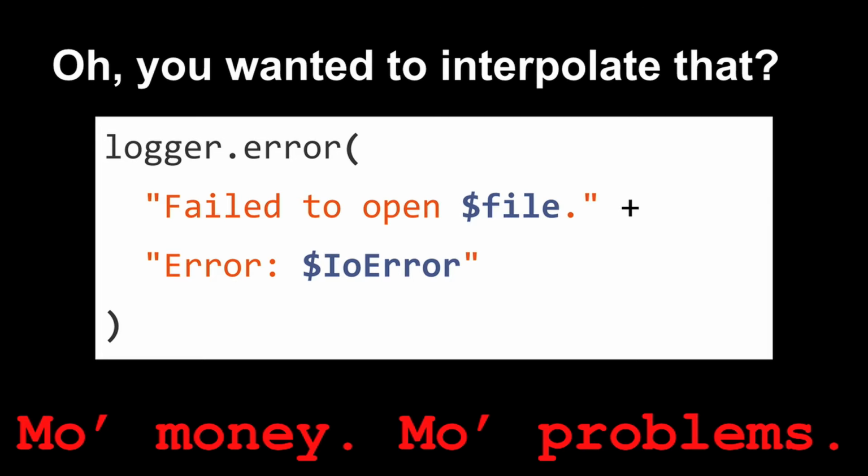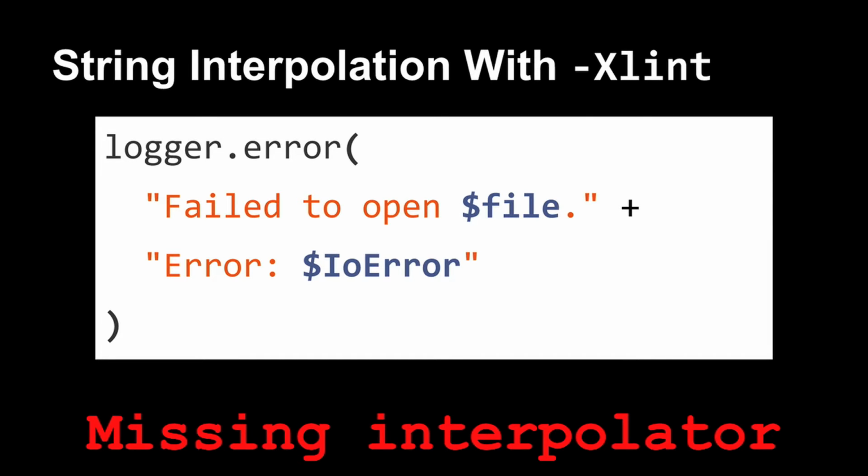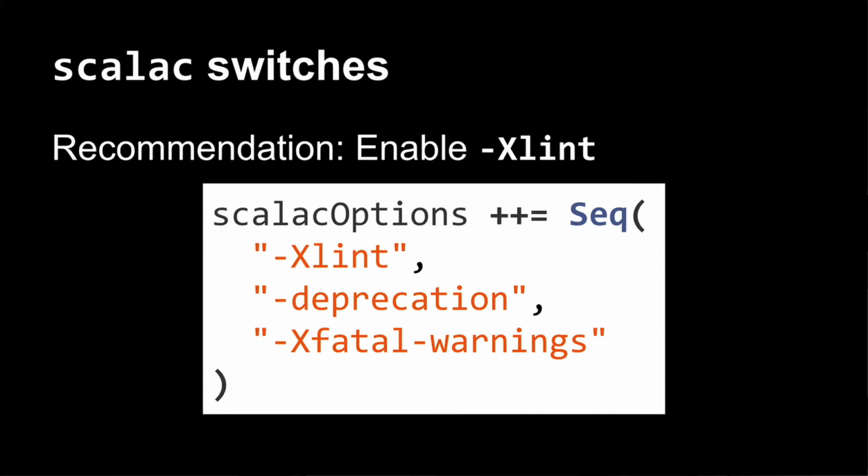So good news. Scala will tell you when you do this stupid thing if you ask it to. It will report a missing interpolator warning in this case. To get that, you need to add a -Xlint to your scalac options. And then you'll have these lovely, lovely warnings.